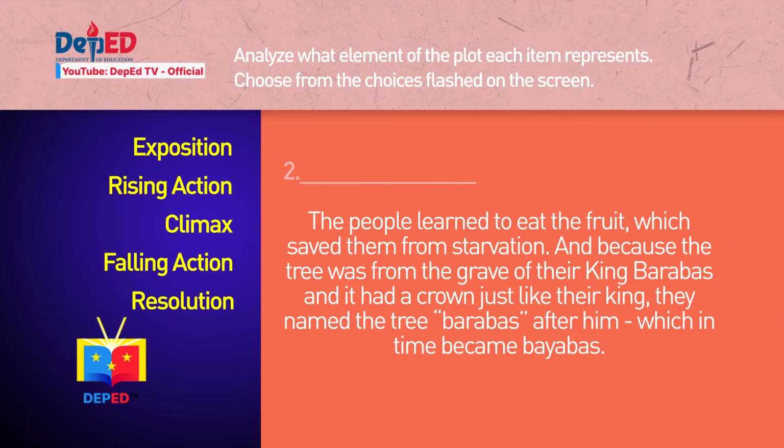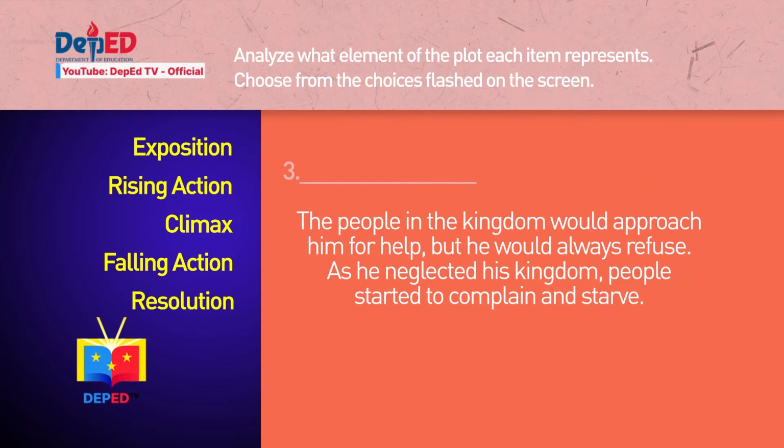Number 2. The people learned to eat the fruit, which saved them from starvation. And because the tree was from the grave of their king Barabbas, and it had a crown just like their king, they named the tree Barabbas after him, which in time became Bayabas. Answer: resolution. Number 3. The people in the kingdom would approach him for help, but he would always refuse. As he neglected his kingdom, people started to complain and starve.